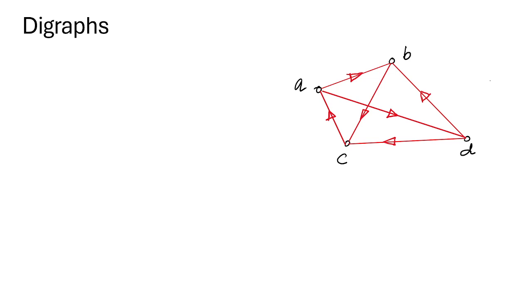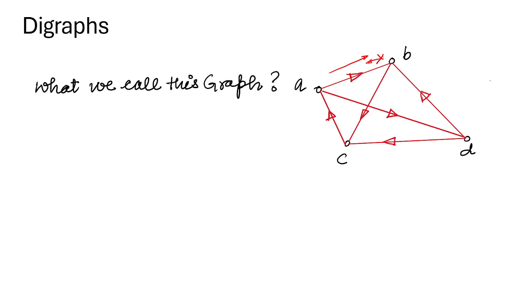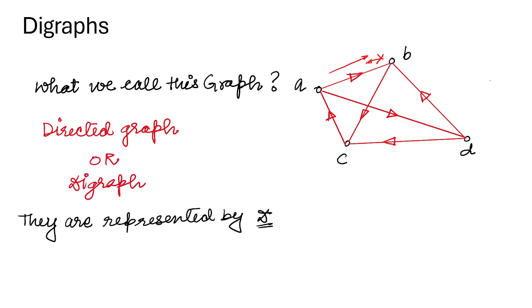So if I want to go from A to B, I have to follow this particular path. Whereas if I want to come from B to A, I cannot use this path. That's why they are directed graphs. Directed in the sense that one direction is possible, the other direction is not possible. These graphs are what we call directed graphs or digraphs. They are represented by capital D.